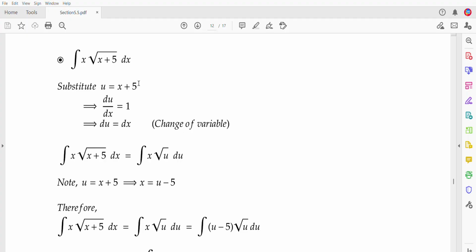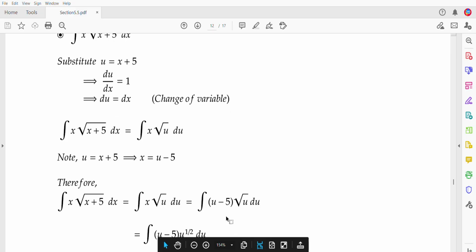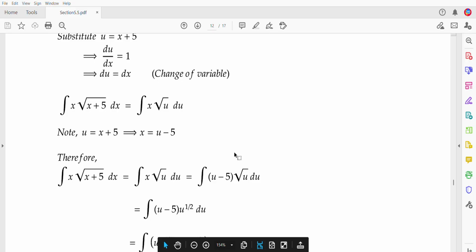u is x plus 5, so x is u minus 5. So that x becomes u minus 5. Square root u is square root u. du is du. That's your original question. That is your intermediate stage. That is your present stage.